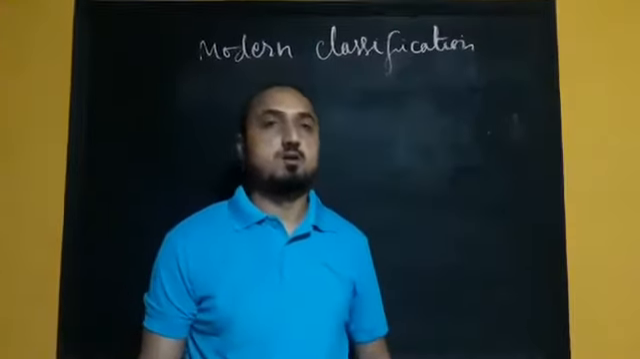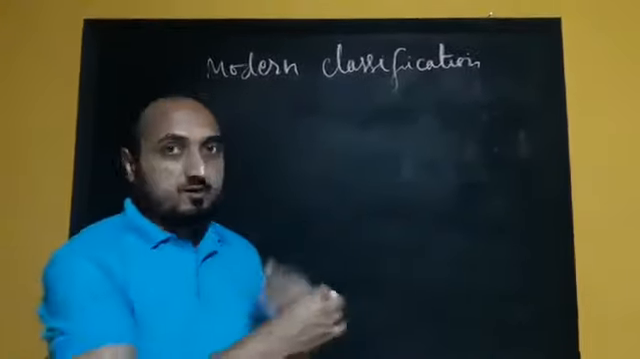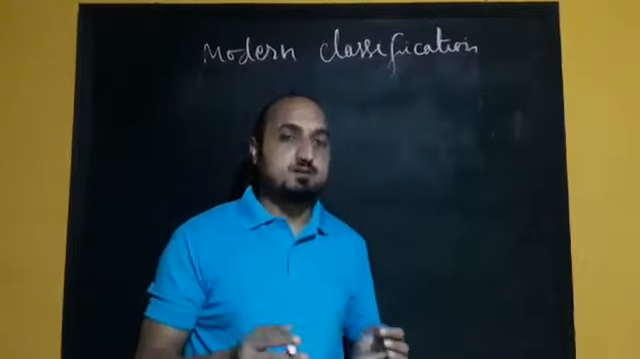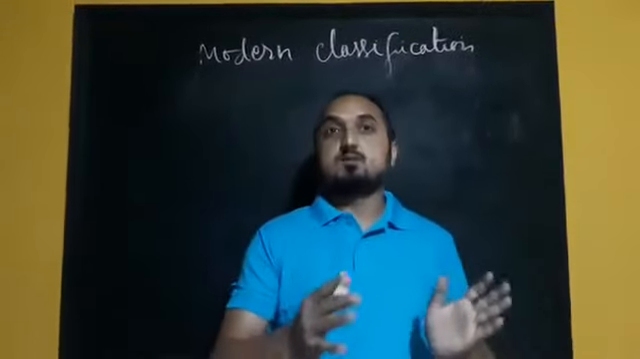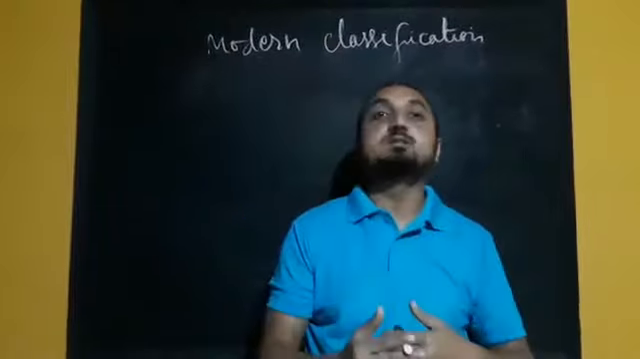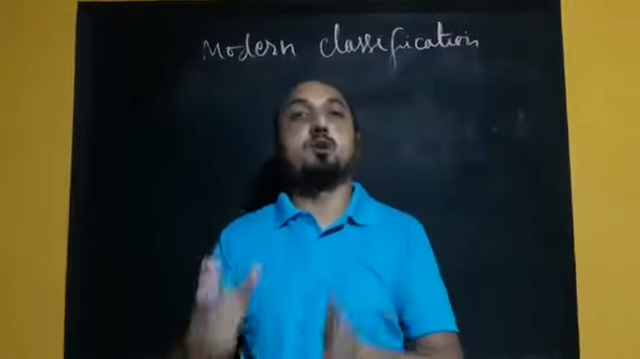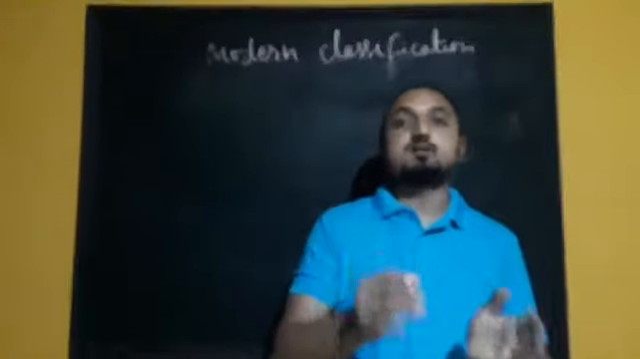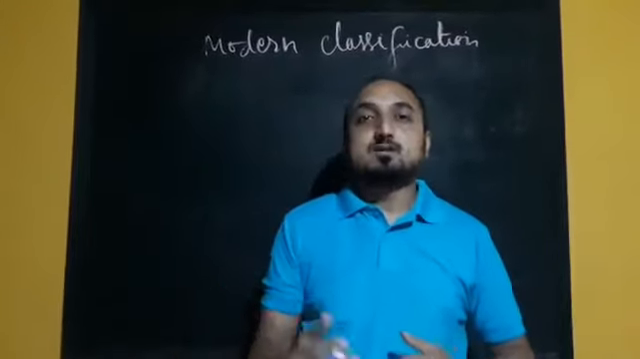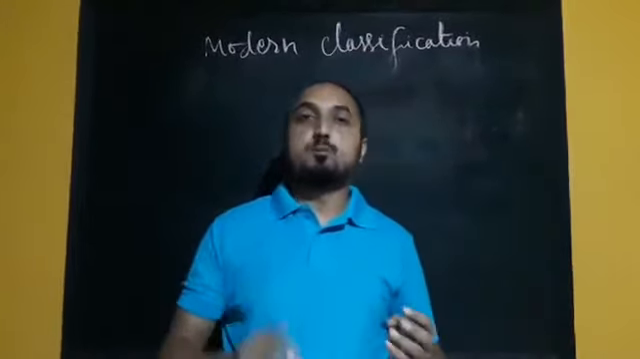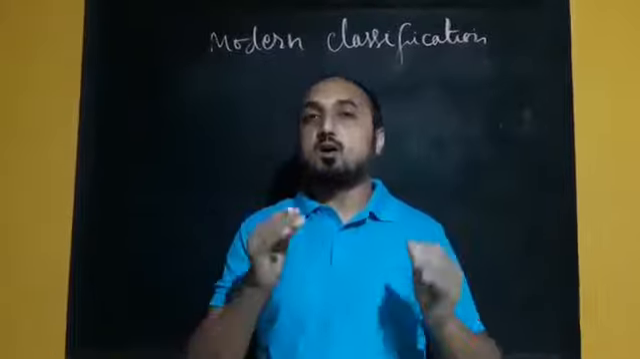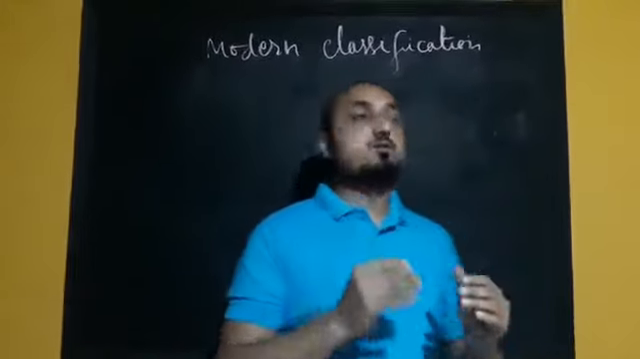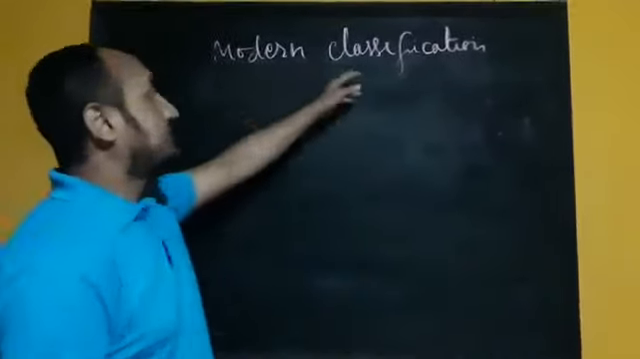Okay. So in the previous topic, whatever we have discussed, the classification of factors of production, that was the traditional classification of factors of production. In the traditional classification, we can see that the factors of production are divided into 4 parts: land, labor, capital and organization. Now we are moving towards the modern classification.